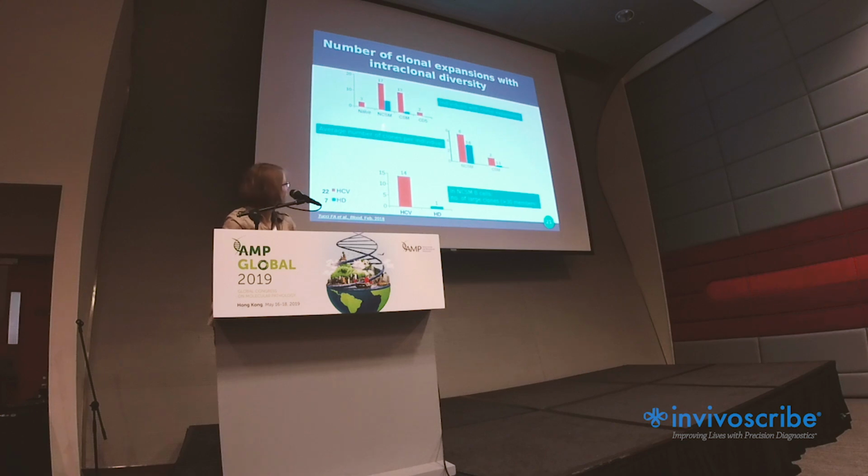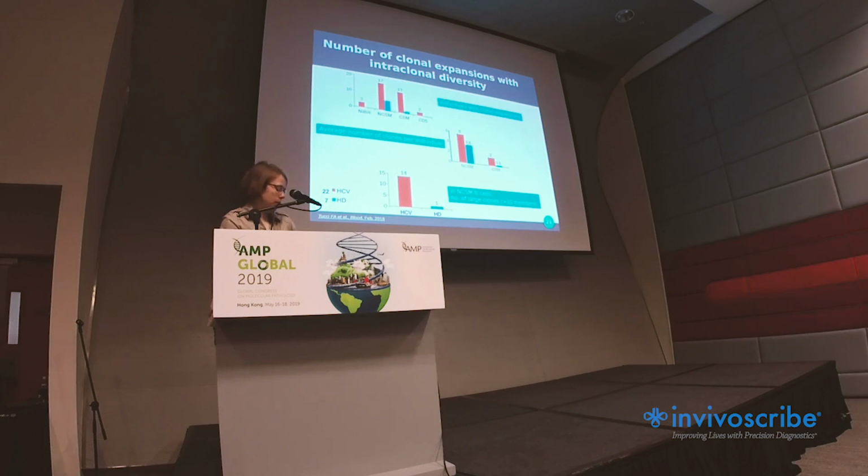Also, the average number of clones per individual, you have in the non-class switch memory 6 clones in the HCV patients, and in the healthy donors you have only 3.6. And for the class switch memory it's 2 versus 0.1. And the number of large clones, so clones with more than 30 members, is 14 in HCV patients and only 1 in healthy donors.